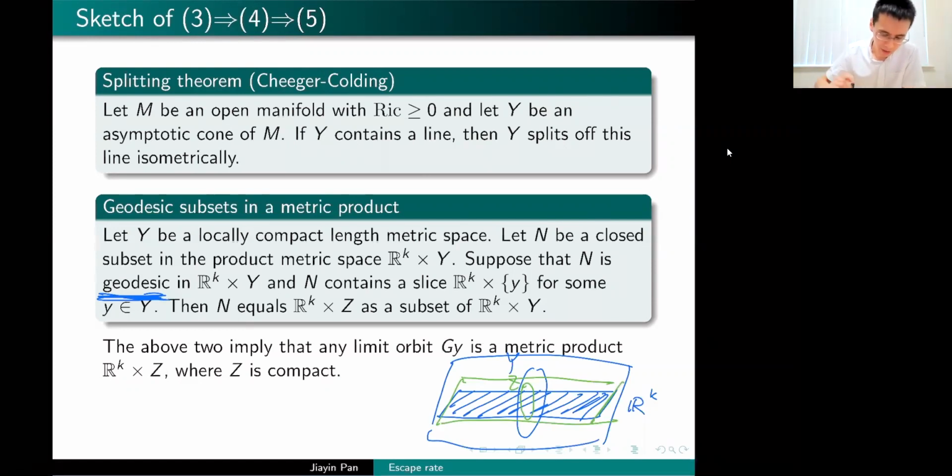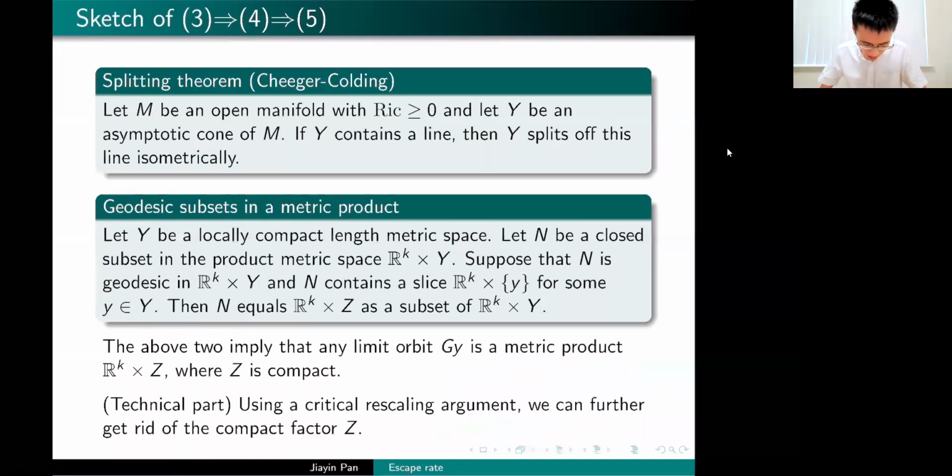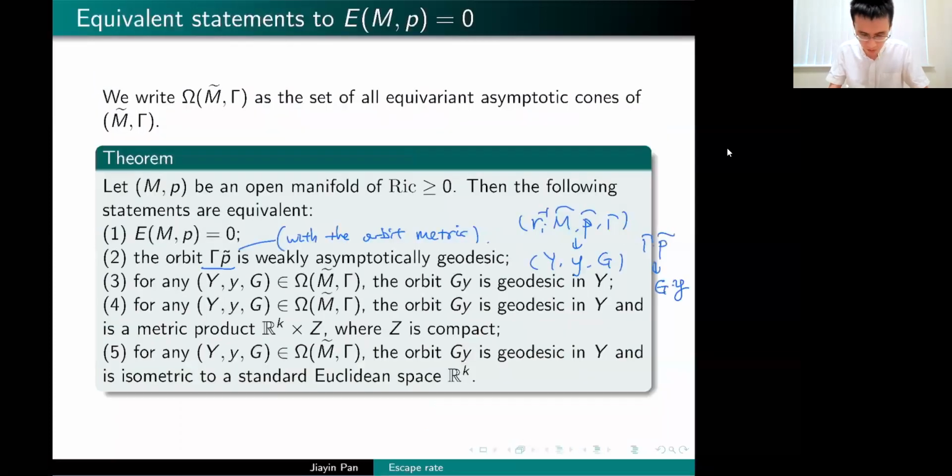Okay, you combine these two ingredients together and apply them to the case here, and then you can show that the limit orbit G dot Y is indeed a metric product R^k cross some Z, and Z must be compact. If it's not compact, then you can split off a line again. So that's roughly the story. This is basically the fourth statement here: for any asymptotic cone, the orbit is a metric product R^k cross Z, with Z compact.